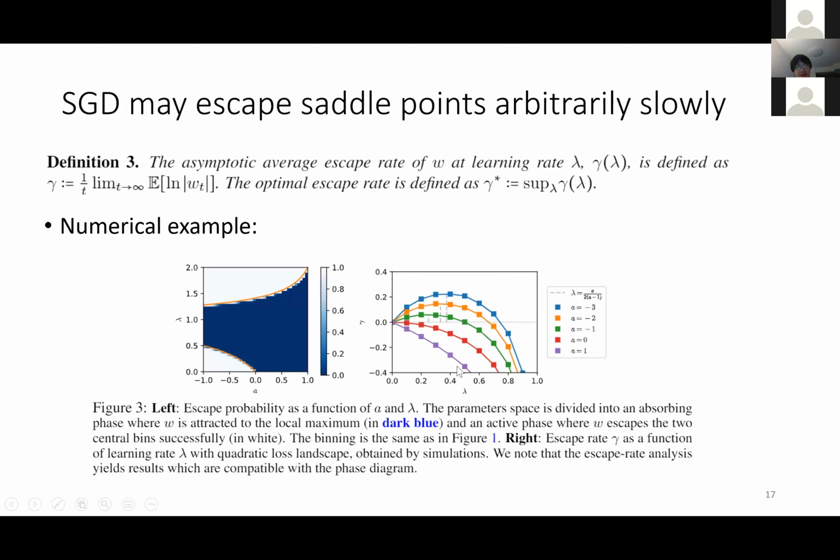So here is where the right figure comes into play. These lines show the escape rate, gamma, as a function of lambda. You see that as you increase lambda, in some region the escape rate increases, but then it drops and even drops below 0. And that's the region where your SGD actually converges to the local maxima.